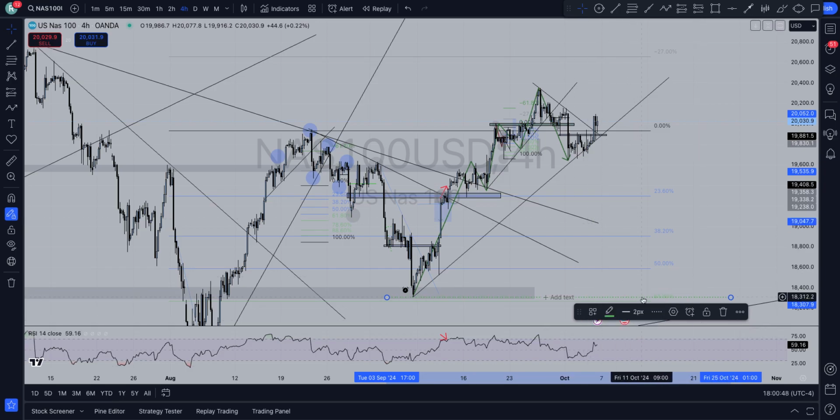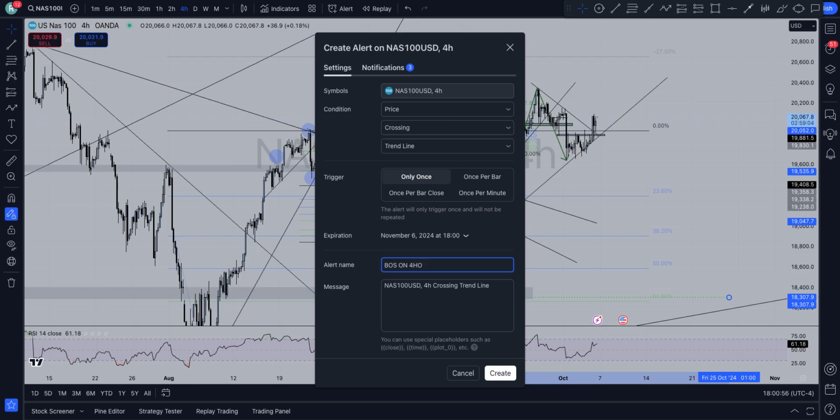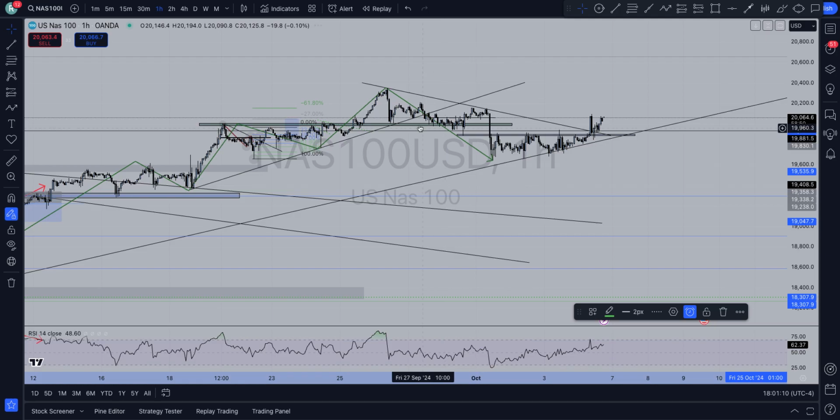Let's start it. Alert: break of structure on 4 hour time frame. Okay, so we have that. So on very minor structure, we just broke this right here, this 1 hour.